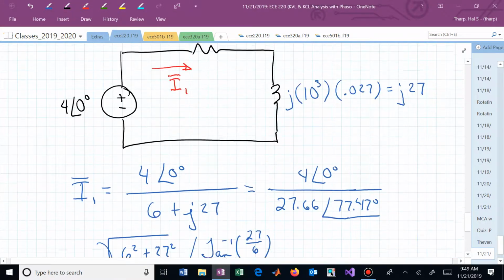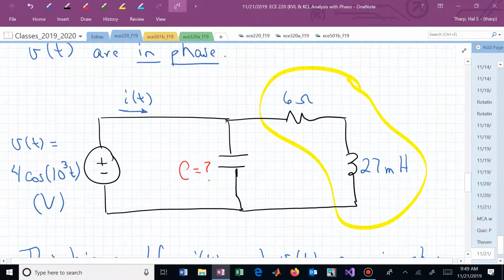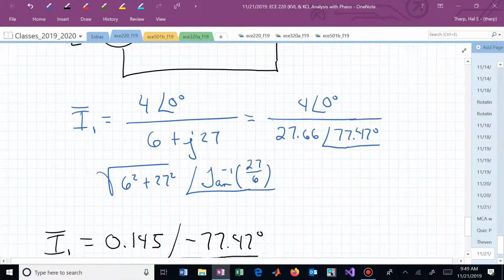So what we want to do now is introduce this capacitor to see if we can change the imaginary component of the impedance seen by the source such that that imaginary component disappears, that it's gone, by the appropriate choice of C. That's what we're trying to do. We now want to introduce C.